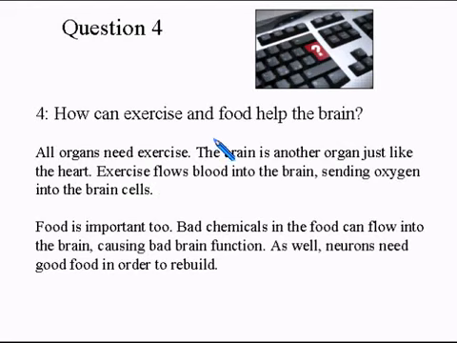How can exercise and food help the brain? All organs need exercise. The brain is another organ just like the heart. Exercise flows blood into the brain, sending oxygen into the brain cells. Food is important too. Bad chemicals in the food can flow into the brain, causing bad brain function. As well, neurons need good food in order to rebuild.